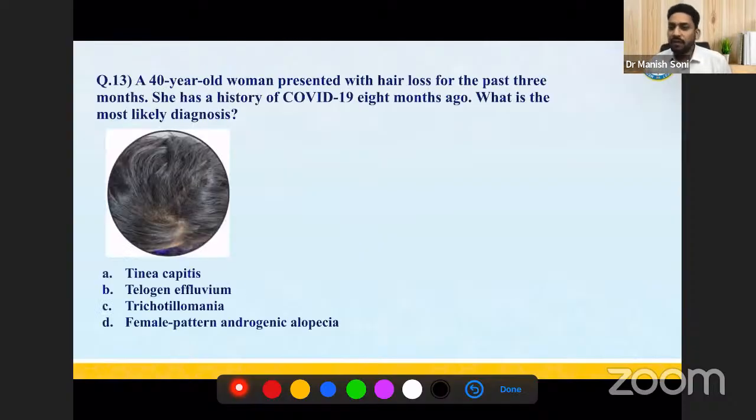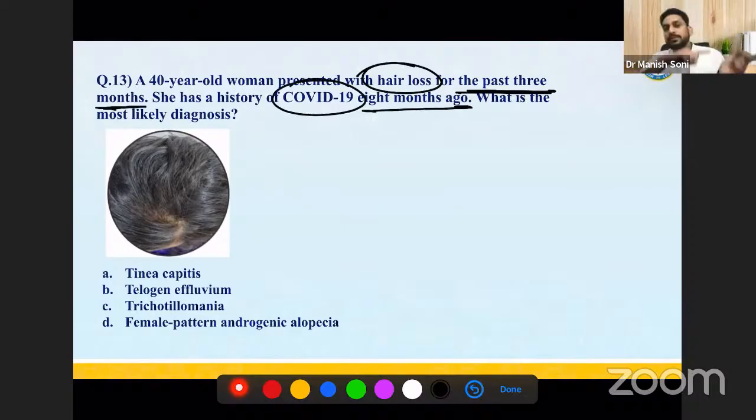Moving to the next question, a 40-year-old woman presented with hair loss. So the patient is having a lot of hair loss for the past 3 months. She has a history of COVID 8 months back. So 8 months back, there was COVID fever. And since 3 months, she is having a lot of hair loss.